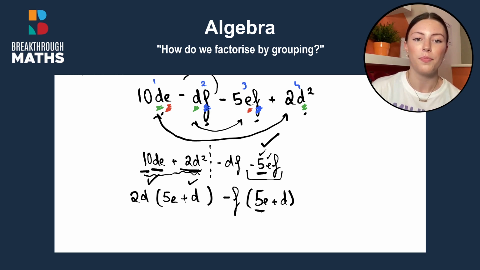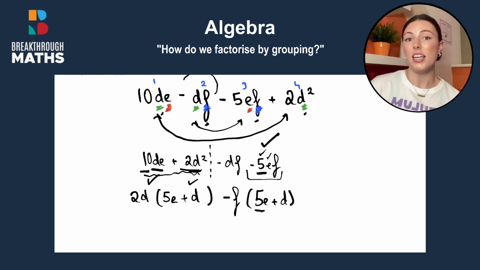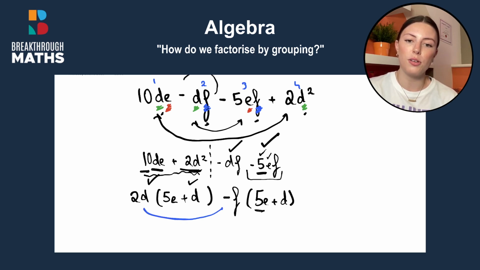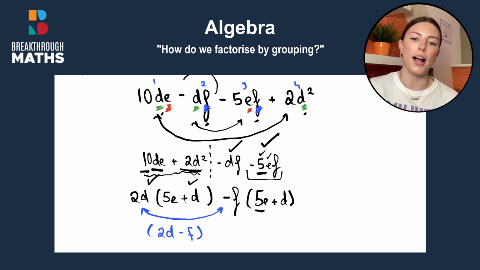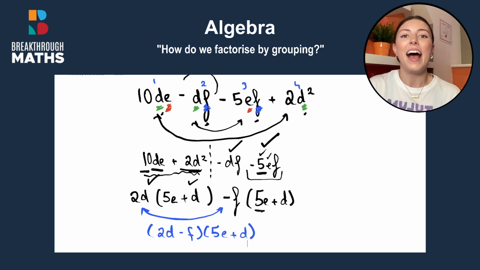That's this bit done. Now we need minus DF, so let's see if this works. Minus F by D gives us minus DF. So we're done that side. Now all we've left to do is join these two loose ends up. So we have 2D minus F, and we write down one of our brackets, 5E plus D. And that's how you do factorising by grouping.